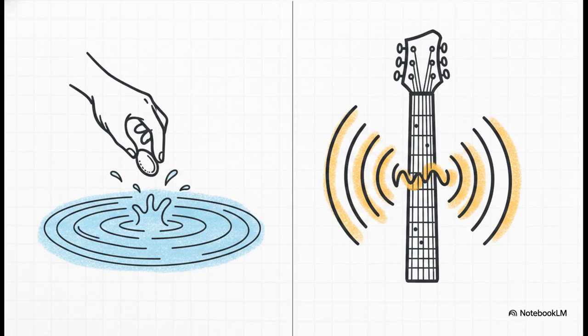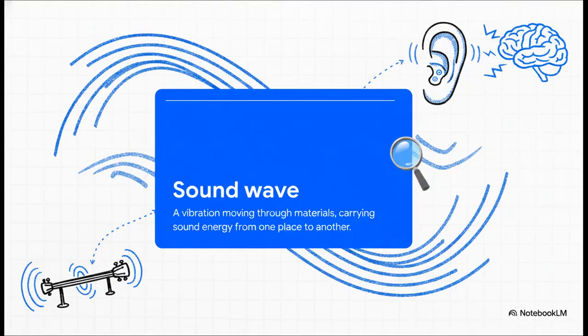In the exact same way, the air molecules right next to the guitar don't travel across the room into your ear. They just bump their neighbors, transferring the sound energy outward in this ever-expanding sphere. So that traveling energy? That's what we call a sound wave. It's a vibration carrying sound energy from one place to another.